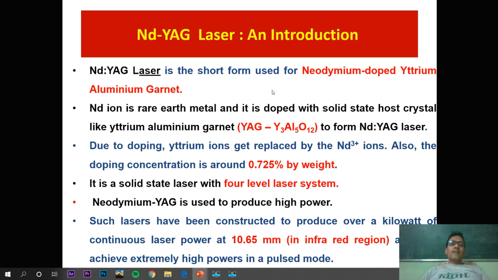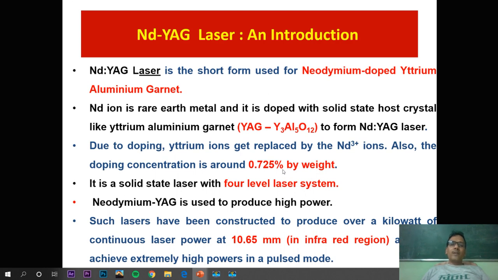So the introduction of this Nd YAG laser: this is the short form used for neodymium doped yttrium aluminum garnet. Nd ion is a rare earth metal and it is doped in a solid state host crystal like yttrium aluminum garnet, and the chemical formula is Y3Al5O12, to form the Nd YAG laser. Due to doping, yttrium ions get replaced by Nd3 positive ions. Also the doping concentration is around 0.725%.